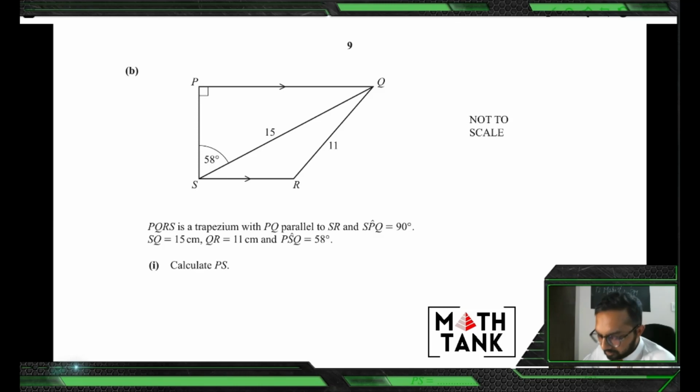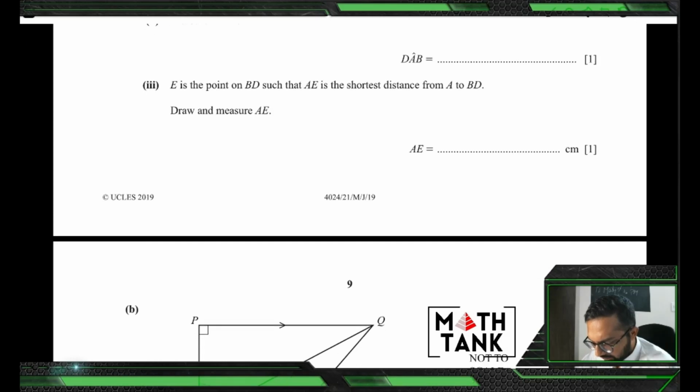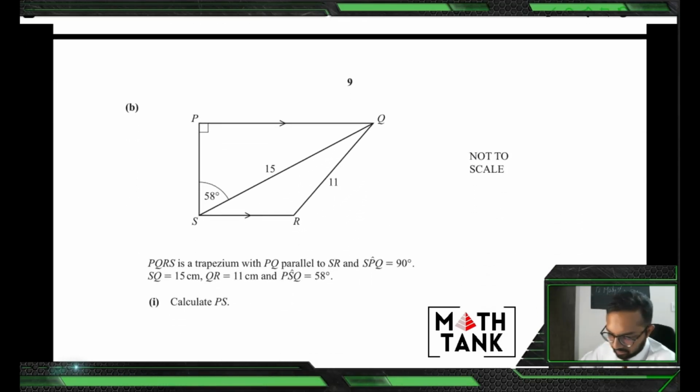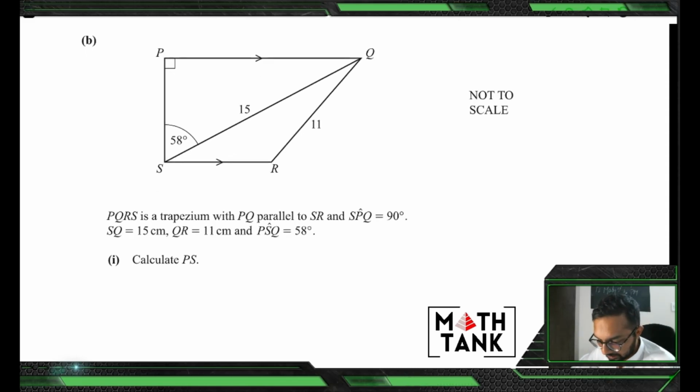Okay, so the first question is from June 2019, paper 2-1. PQRS is a trapezium with PQ parallel to SR and SPQ equals 90 degrees. So whenever you see parallel lines, your first gut feeling should be that there are going to be alternate angles or corresponding angles, whatever the case might be. It says calculate PS. So PS is this side. Let's call that X. It's a right angle triangle, so I think that's relatively simple.